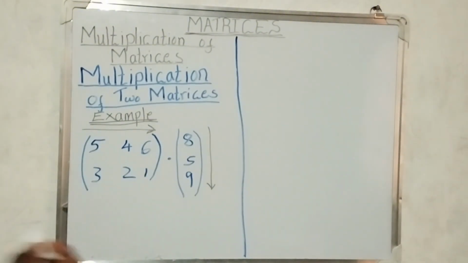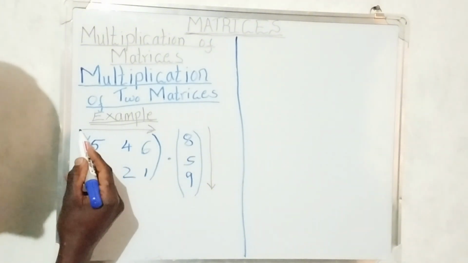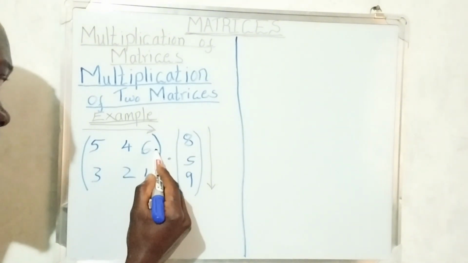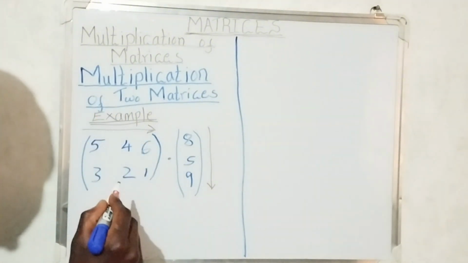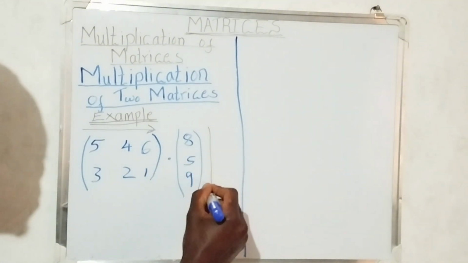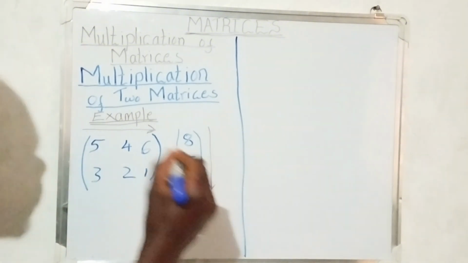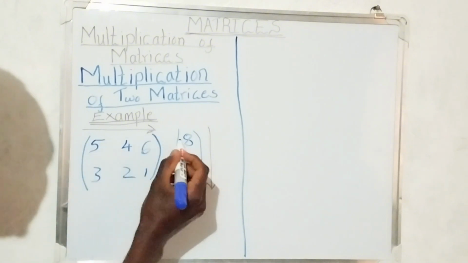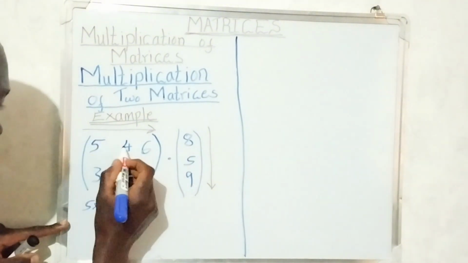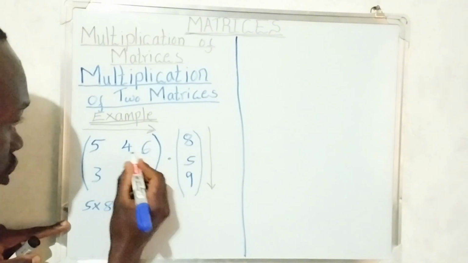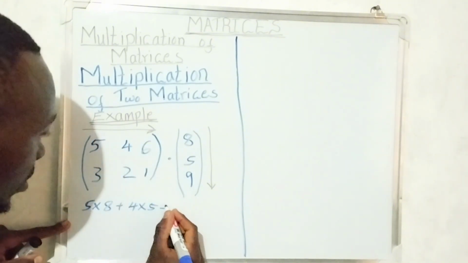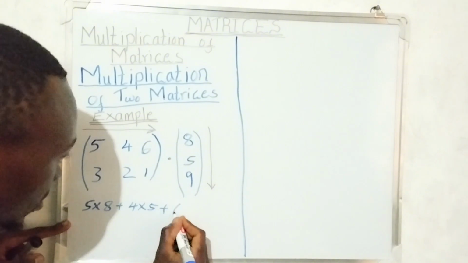So let's go about it. First of all, we are going to deal with the rows of the first matrix. We are going to multiply them with the corresponding elements of the column of the second matrix. So 5 times 8, then you add 4 times 5, plus 6 times 9.